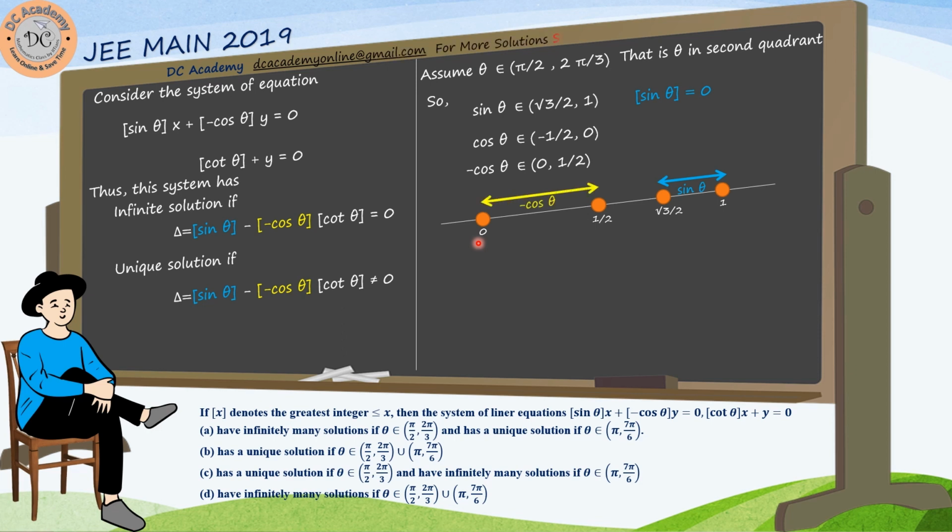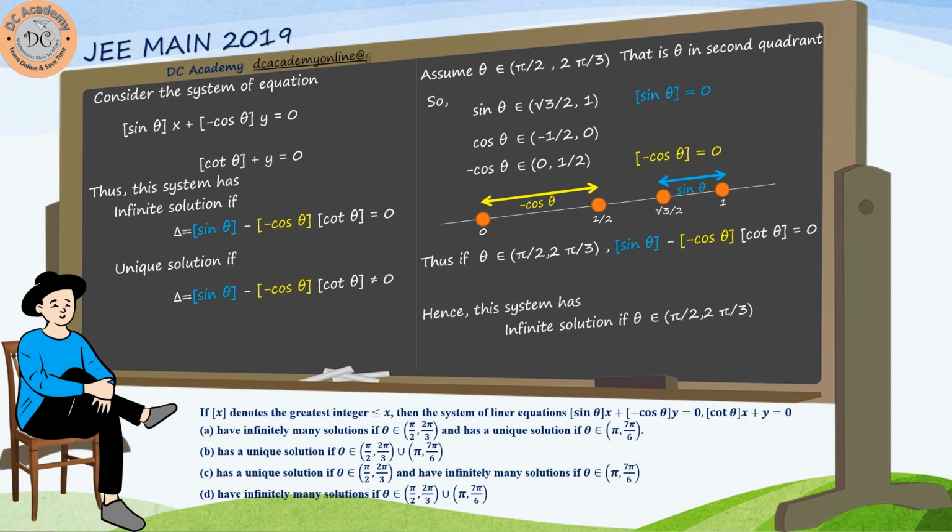And what is cos theta? Minus cos theta lies between 0 and half. Here also the greatest integer less than or equal to that will be 0. So therefore the box of cos theta is also 0. Now see that as the box of sine theta and the box of cos theta are equal to 0, therefore the delta, that means the determinant whatever we calculate, is equal to 0 in this particular interval. So therefore in this interval we have infinitely many solutions.